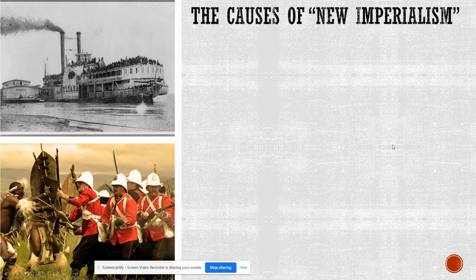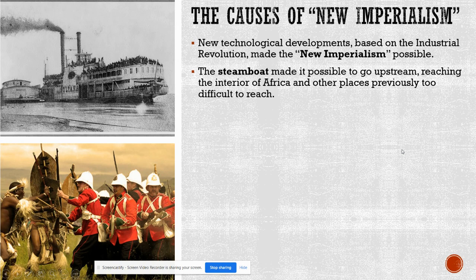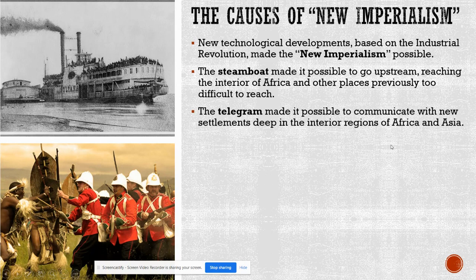So causes of new imperialism. New technological developments based on the Industrial Revolution made new imperialism possible. The Industrial Revolution actually brought about these new inventions that made it easier for Europeans to go places they've never been before. So the steamboat made it possible to go upstream for the first time, reaching the interior of Africa and other places previously too difficult to reach. So they just left those places alone, but now they could get up into those different areas, and that way they could take weapons in there, colonists and things like that.